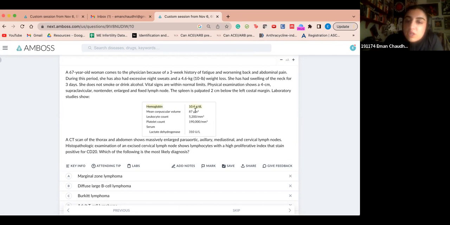Mean corpuscular volume of 87. Is that normal or high or low? Normal, yeah, good job. Okay, leukocyte count 5,200. Platelet count 190,000, and her serum lactate dehydrogenase is 310. Is this high or low?